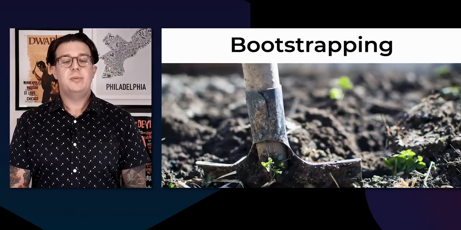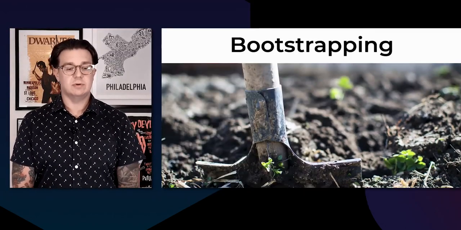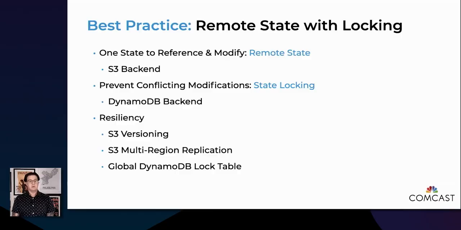Thanks, Lou. One of the patterns that we use in our projects is bootstrapping. This is the process of getting together everything you need to run Terraform. So one of the best practices with Terraform is using remote state and locking. We need one state to reference and modify. For us, we're using an S3 backend. We also want to prevent conflicts from modifications happening, so we're using state locking. We have a DynamoDB backend. We add some resiliency to all of this by turning on S3 versioning and using multi-region replication. Finally, we make a global DynamoDB lock table.